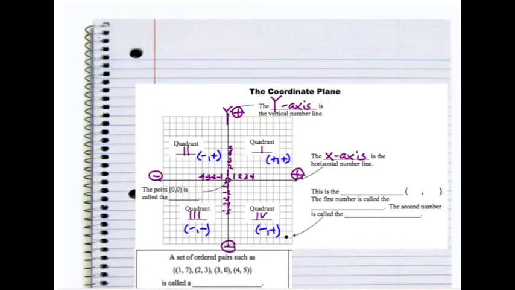So it's important to be able to identify which quadrant you're in and why that's important. So the middle point, the very center of our graph, the 0, 0, is called the origin. It's just a special name for that location on your graph.